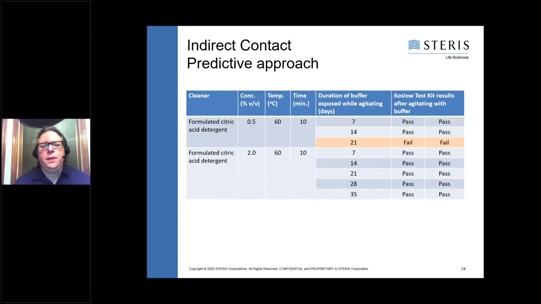Okay, so the next thing is to increase the temperature. So here we've gone up to 60 degrees, with either a 0.5 or 2% concentration, for 10 minutes, and what we notice is that we extended the duration. Now at 14 days, we see passing results. At 21 days, we see a failure. As we increase it up to 2%, again at 60 degrees for 10 minutes, we see that we have maintained the passive corrosion resistant surface out to 35 days.